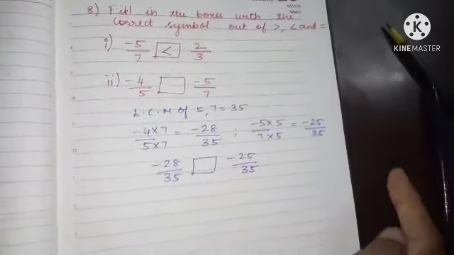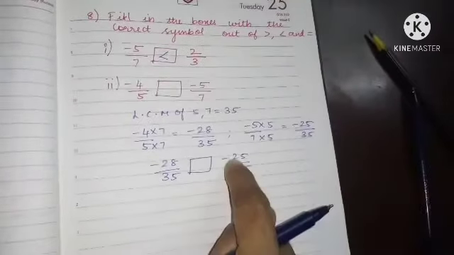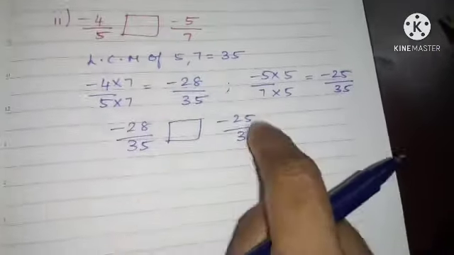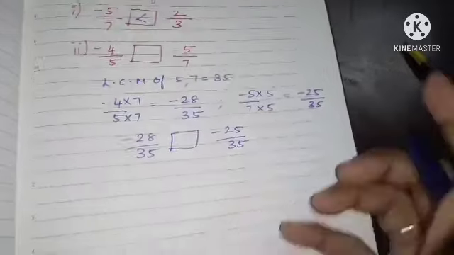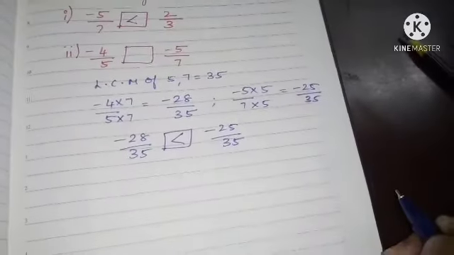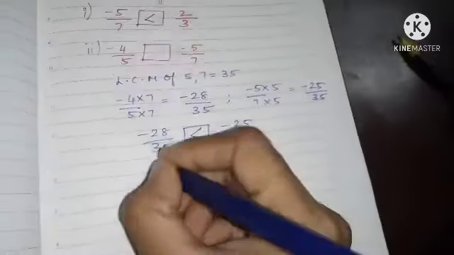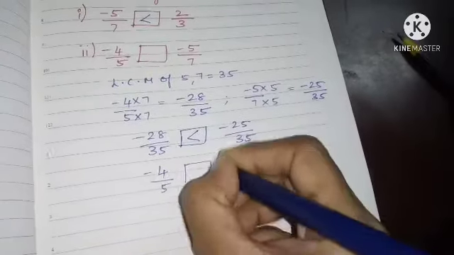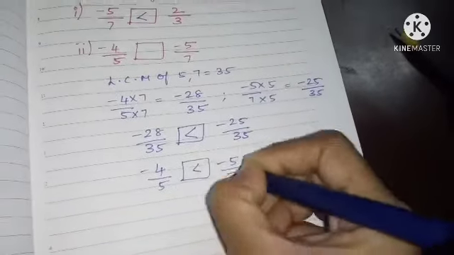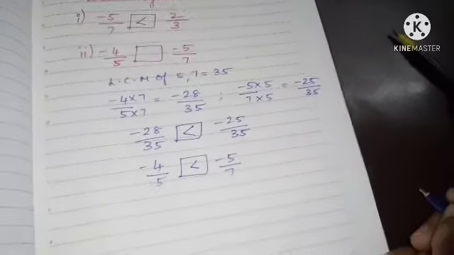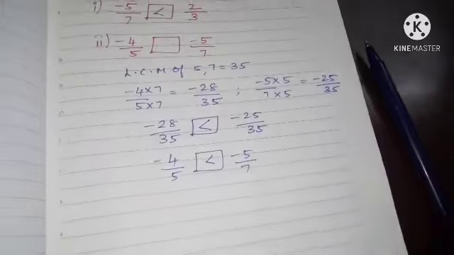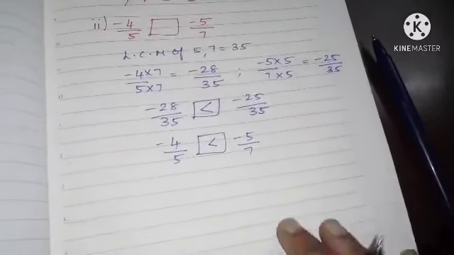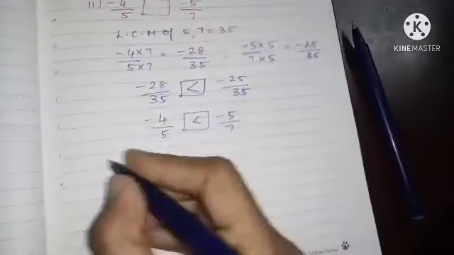In this, which is greater? When you have the same denominator, you compare the numerators. So minus 28, minus 25. Which is greater? Minus 25 is greater than minus 28. So obviously minus 4 by 5 is less than minus 5 by 7. Minus 4 by 5 is less than minus 5 by 7. Okay, did you understand this? Next is your third problem.